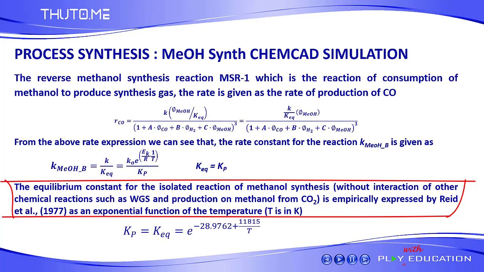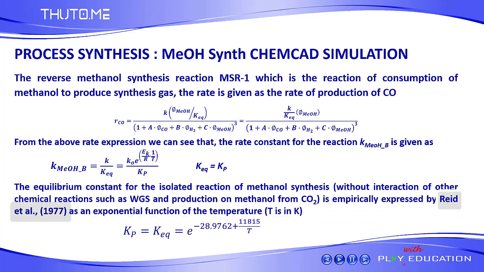water gas shift and the production of methanol from CO2 is empirically expressed by Reed in the 1977 publication as an exponential of temperature. So what you will need to do is take this term and bundle it up with this term in such a way that it can be represented in Chemcad. It's not a difficult thing to do. You can rearrange it because, as you can see, the good thing is this part of the term is a constant and this part of the term is a temperature dependency, which is similar to this temperature dependency. So you will just combine those two.